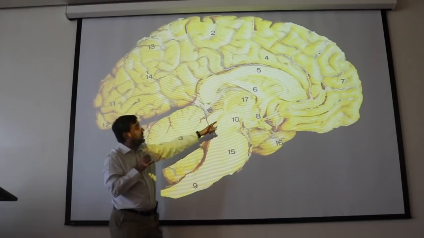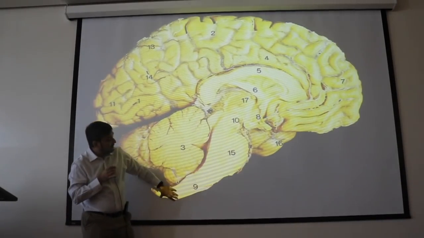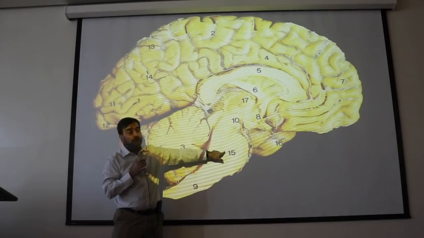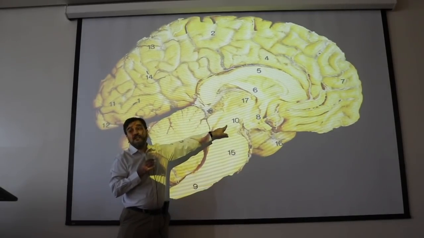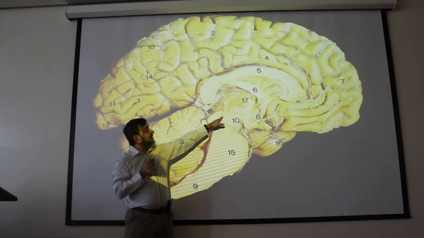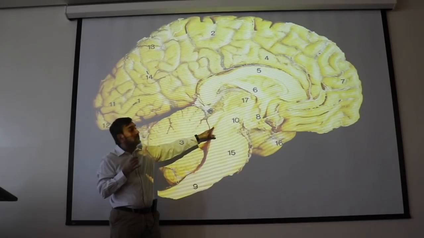And from the third ventricle, this is the brain stem. Number 9 is the medulla. Number 15 is the pons. And number 10 is the midbrain. The cavity of the midbrain is the aqueduct of Sylvius, or the cerebral aqueduct. Cerebral aqueduct or aqueduct of Sylvius.